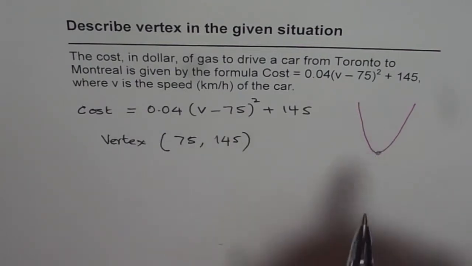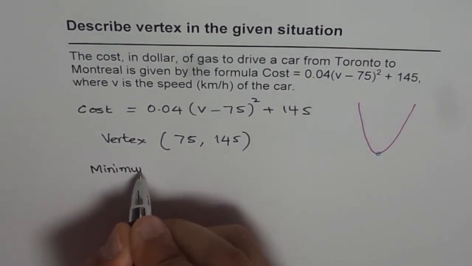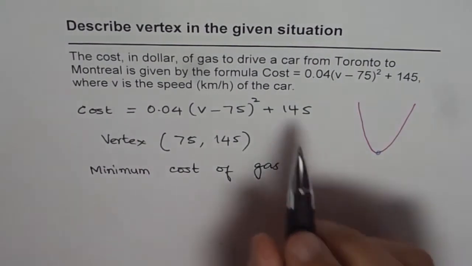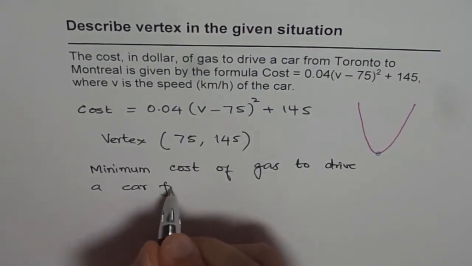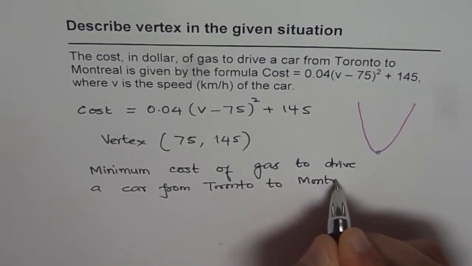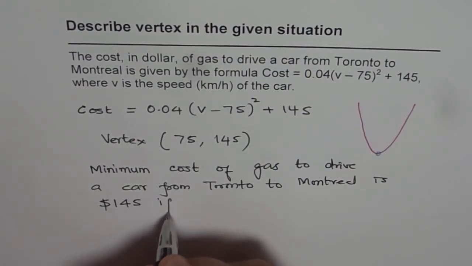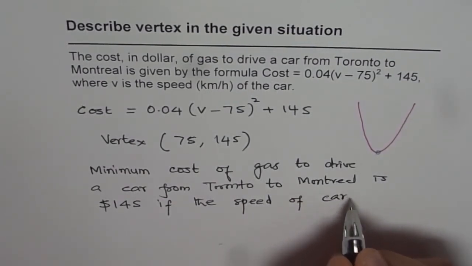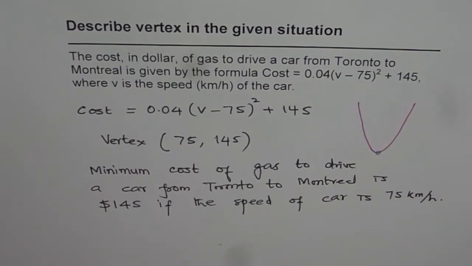So we can write down that the vertex here signifies that the minimum cost of gas to drive a car from Toronto to Montreal is $145 if the speed of car is 75 and the units are kilometers per hour. So that is one way you can describe it.